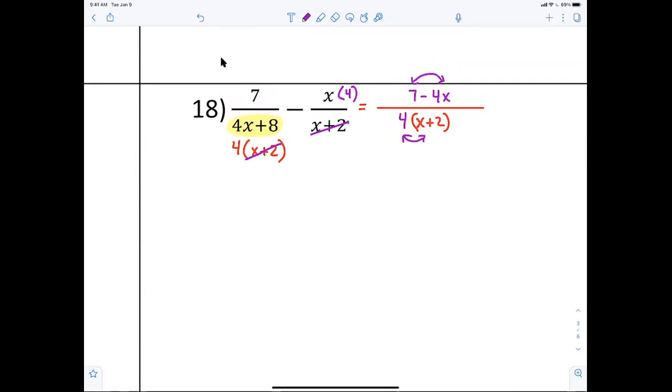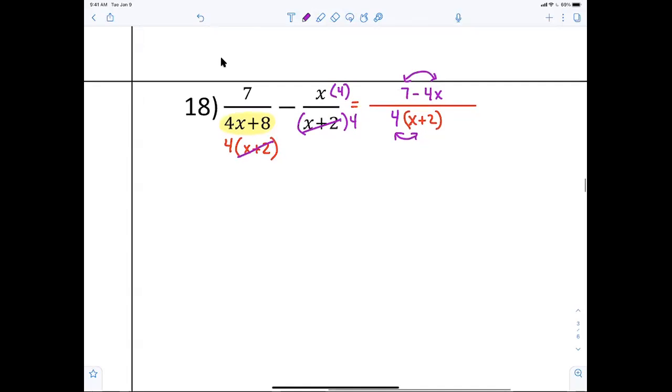Yes, exactly. Because if I throw a 4 here, now I have a common denominator. Right? And why am I allowed to multiply by 4 over 4? Because 4 over 4 is the same as multiplying by 1. You agree with that? All right.